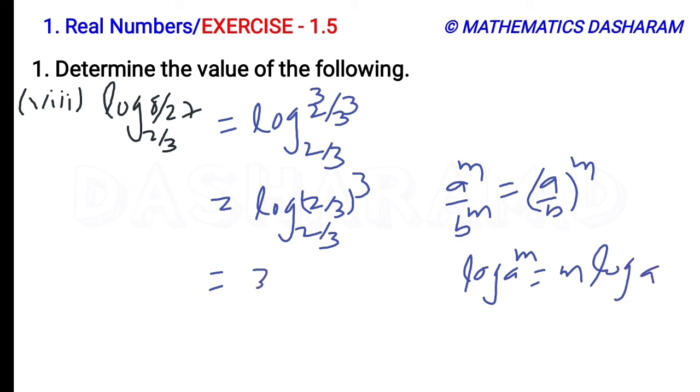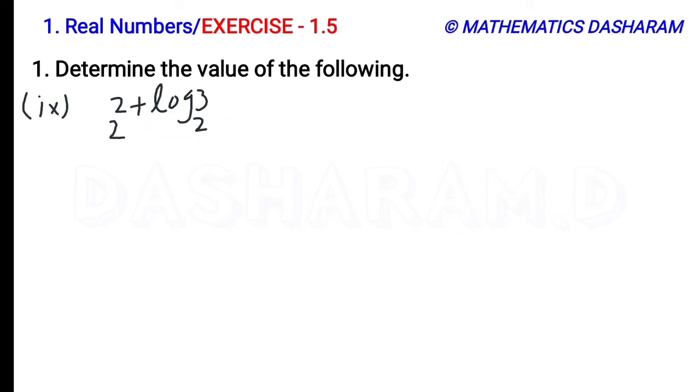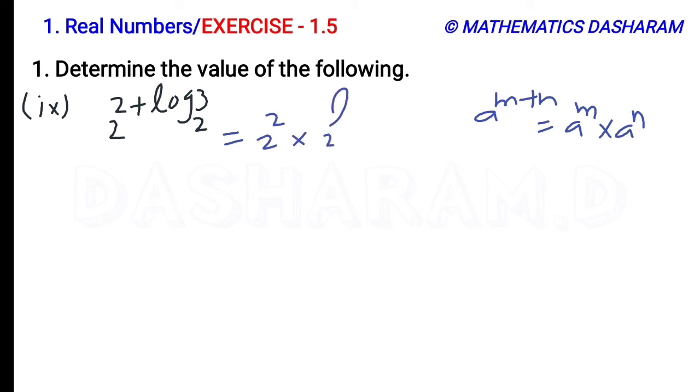So then 3 into log 2 by 3 base 2 by 3. So 3 into log 2 by 3 base 2 by 3, answer is 1. 3 into 1 is 3. 2 to the power of 2 plus log 3 base 2. So here suitable formula is a to the power of m plus n, it is equals to a to the power of m into a to the power of n. So then 2 square into 2 to the power of log 3 base 2.